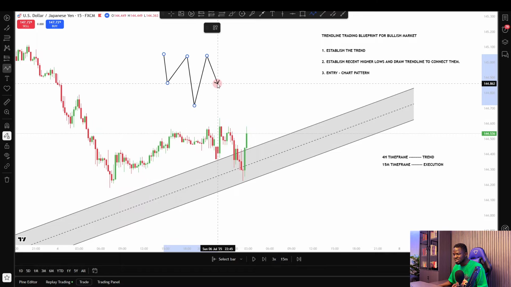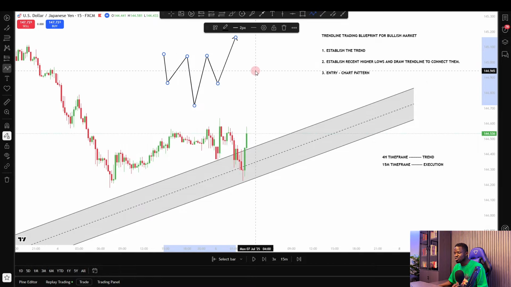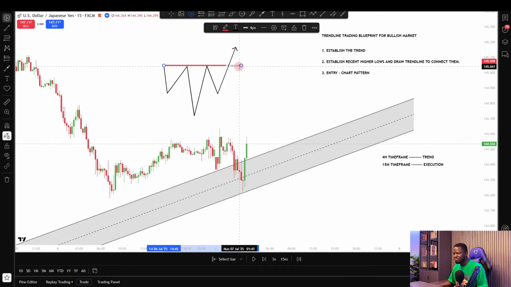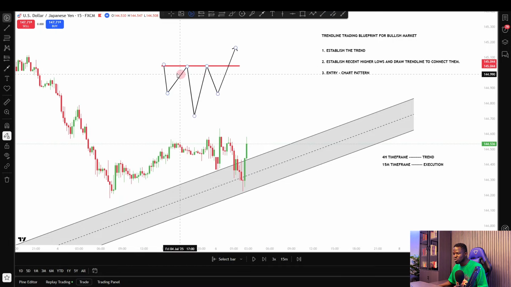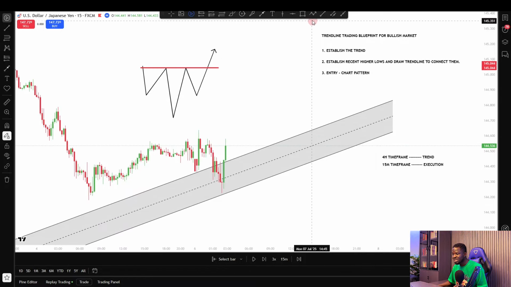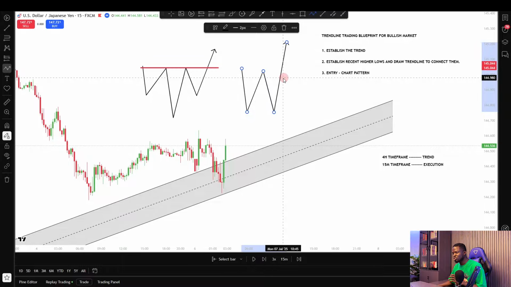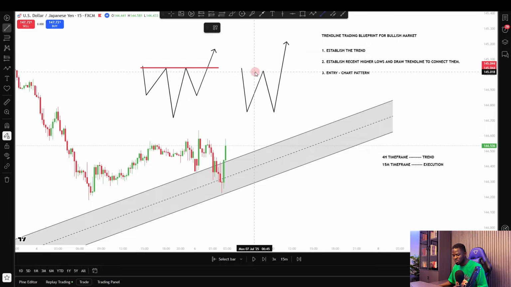Whenever we spot the formation of this inverse head and shoulder, we have to exercise a lot of patience and wait for the price to break the neckline before we execute. We want to see a bullish candlestick break the neckline of the inverse head and shoulder. The second chart pattern we normally use for a buy position is equal low or double bottom. And to use this double bottom, we must wait for buyers to break the neckline of the double bottom at the point of interest.